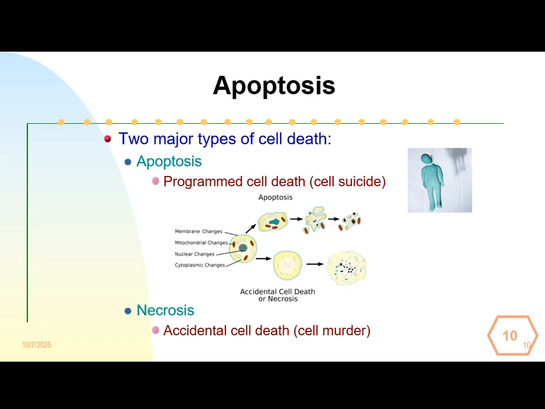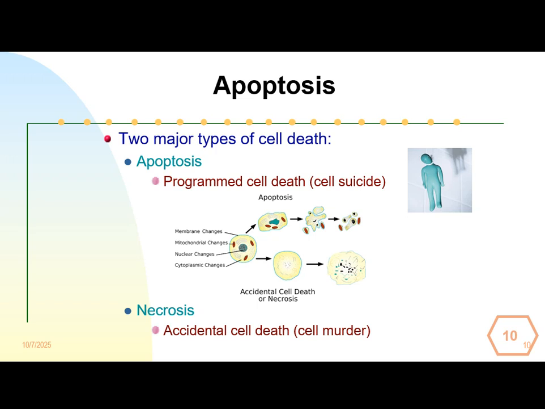So let's look at two major types of cell death. One is apoptosis, one is necrosis. Apoptosis is programmed cell death, meaning you know when to die, you know where to die. That means suicide, right? Yeah, suicide, in a good way. And necrosis is accidental cell death. Well, the cell wasn't going to die, but somebody murdered it. Somebody killed it. That's accidental.